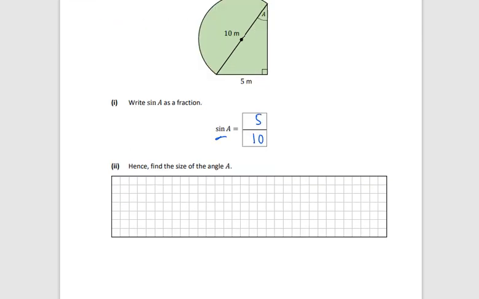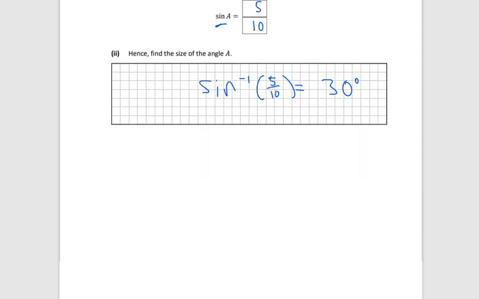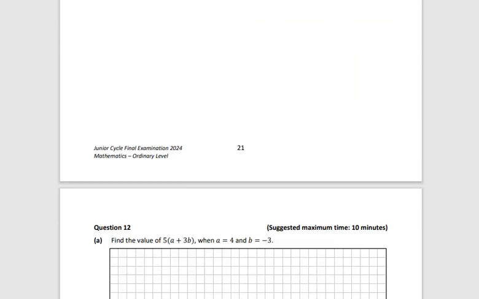And then the next part, we just need to do sin inverse, because we're moving that sin across the equal sign. Therefore, I need to do sin inverse of 5 over 10. And you just put that in the calculator, and I get 30 there. So 30 degrees. That's all for that question then.